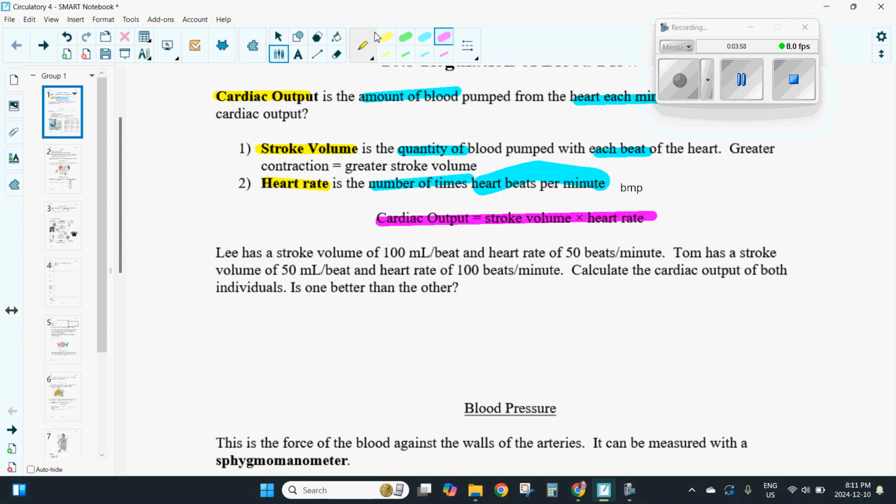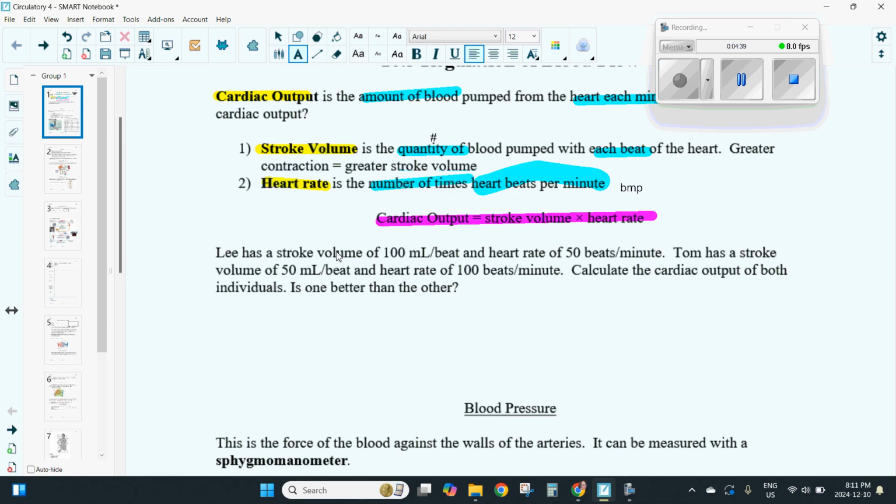So here's our first question, and I'm only going to do one because it is a very simplistic calculation. So it says here, Lee has a stroke volume of 100 milliliters per beat. Okay, so stroke volume is a quantity of blood, which means that we're looking at milliliters. Quantity is talking about a number. So I'm going to go back up to stroke volume. I'm going to refer quantity to a number. Okay, so you have to have a physical number, and that's 100, right? So 100 milliliters is representing the quantity of blood, and then it says during each beat of the heart, which is why we have slash beat.